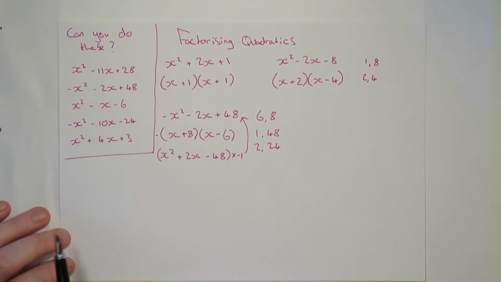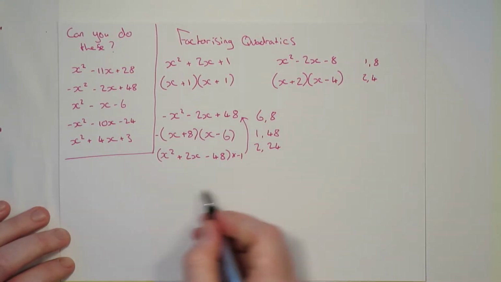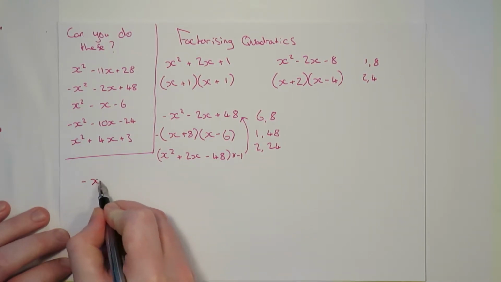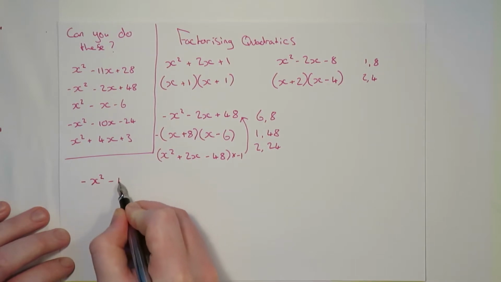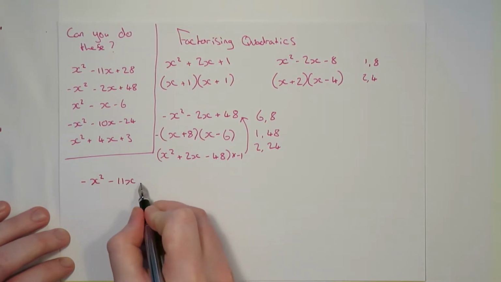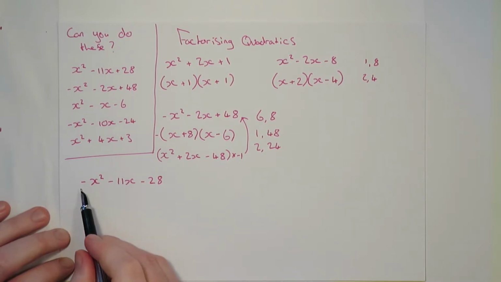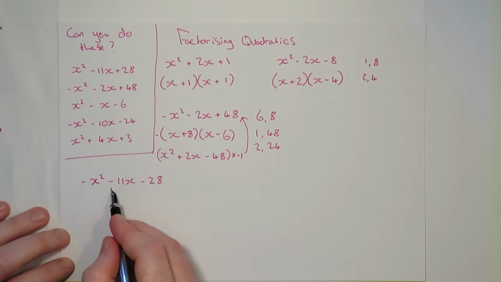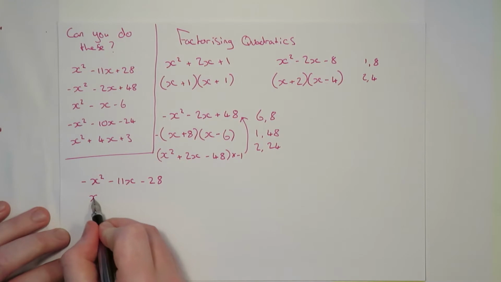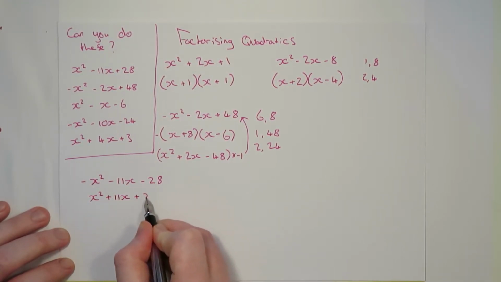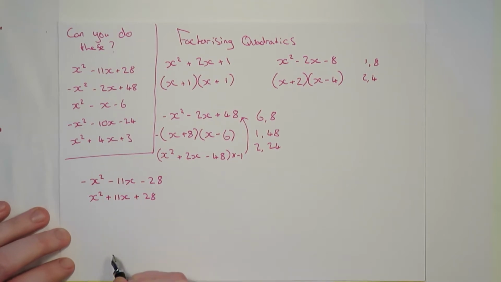Let's look at another example. Let's try minus x squared minus 11x minus 28. So first thing to do is to times everything by minus 1. So we have x squared plus 11x plus 28. And then we focus on factorising this.